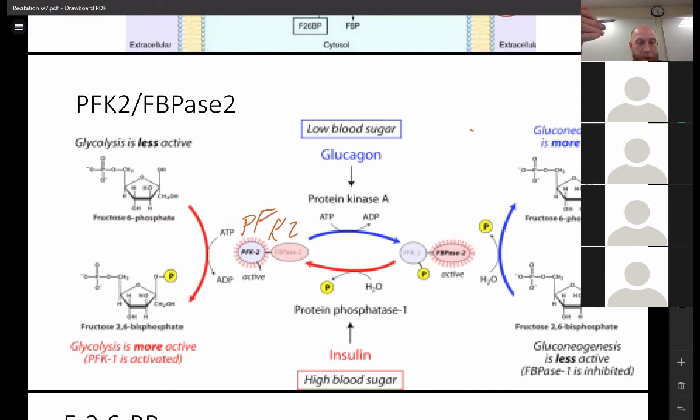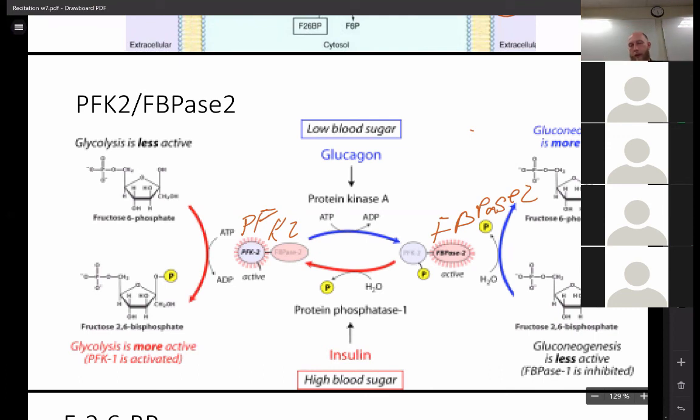And so when we add a phosphoryl group or a phosphate group, that is going to cause a change in the conformation of the protein. As we know, a change in conformation leads to a change in function. And so when we remove the phosphate, it's going to change the shape of the enzyme such that it inactivates the FBPase2 and activates the PFK2. Whereas when we phosphorylate PFK2, that's going to inactivate it because it's going to change the conformation of the enzyme in such a way that it inactivates PFK2 and then causes an activation in FBPase2.